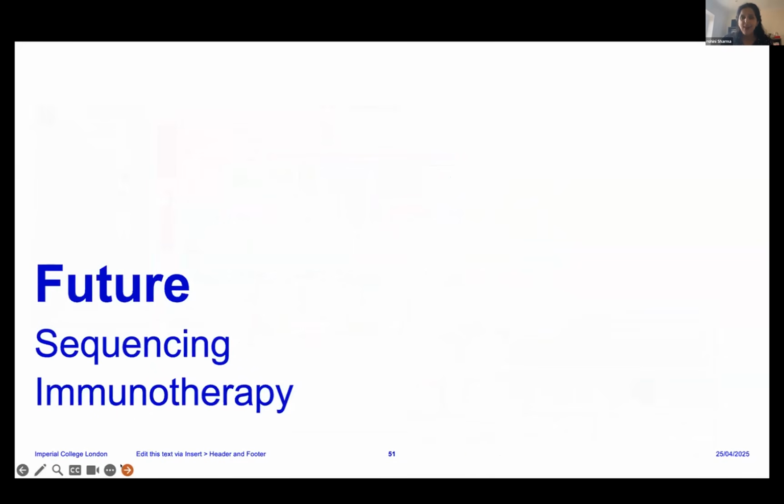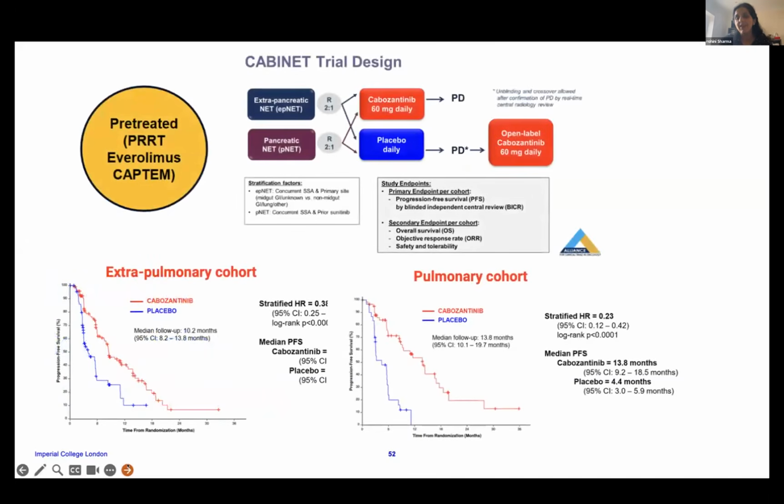I won't spend too much time on this because I know I've got a lot to talk about, but I just wanted to mention sequencing because that's one question I get asked a lot. Which one should I do and when? And the guidelines are actually pretty unclear because you've got them listed down like as all different treatment options. We don't know is the answer. I think what's clear is that somatostatin analogs should be used first line, and then what comes next, we don't know.